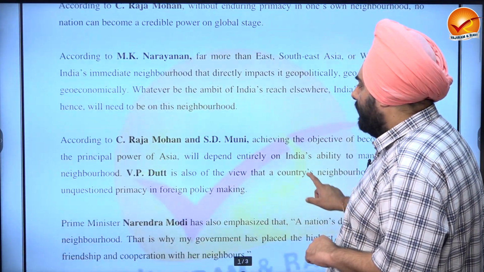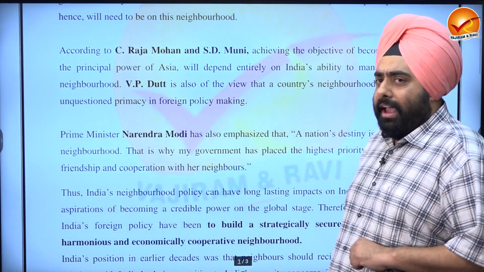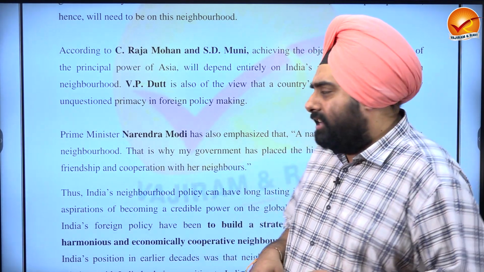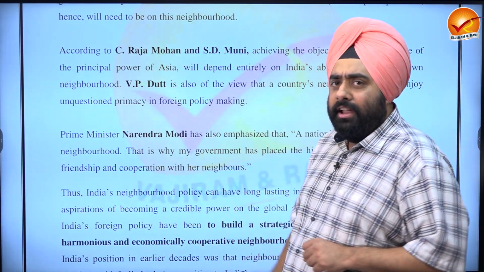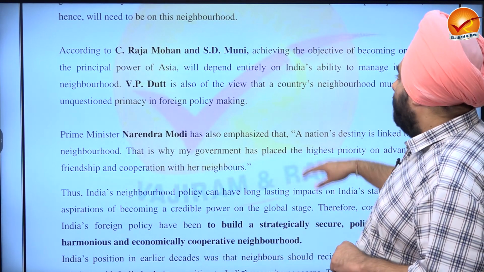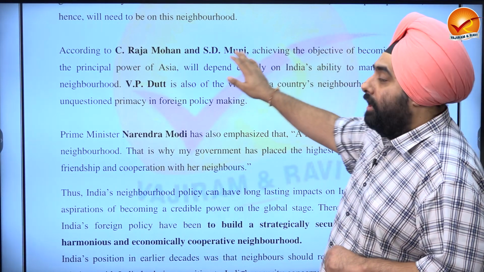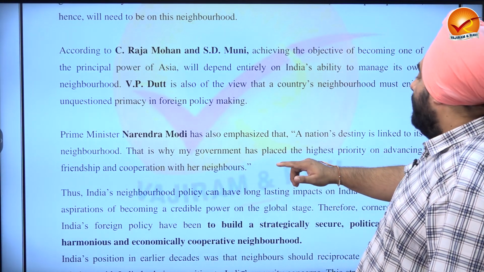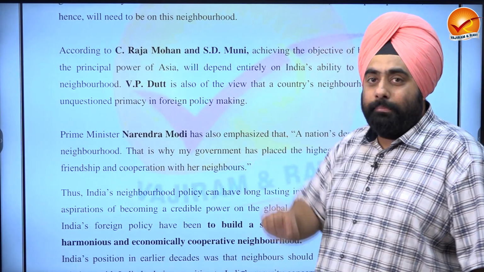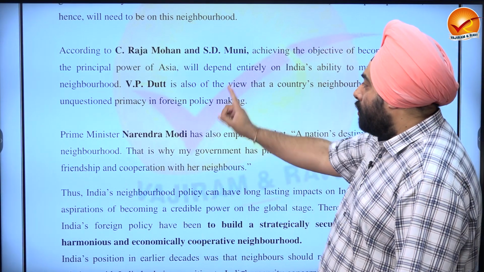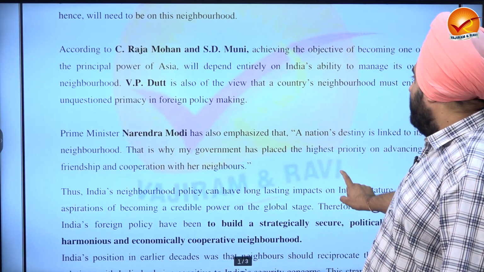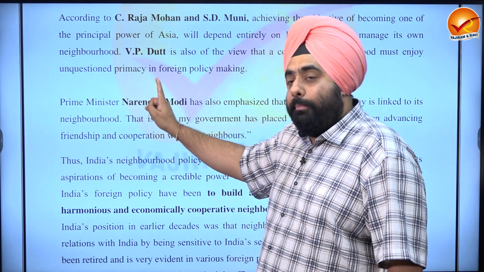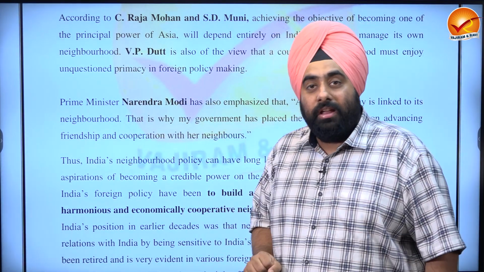Also, I would like to quote here again C. Raja Mohan and S.D. Muni. S.D. Muni also is a very prominent scholar on South Asia politics. And C. Raja Mohan and S.D. Muni had recently written an article in which they had again emphasized that India wants to become one of the principal powers of Asia. They say this objective can only be fulfilled if India is able to manage its own neighborhood. Again, I would like to quote here another scholar, V.P. Dutt, who is also of the view that a country's neighborhood must enjoy unquestioned primacy. That means unquestioned importance in foreign policy making.